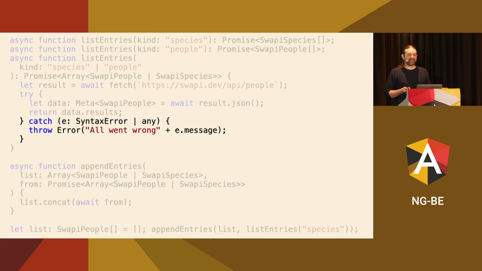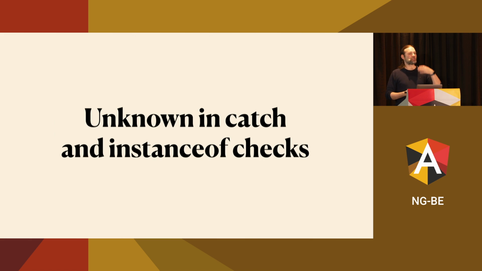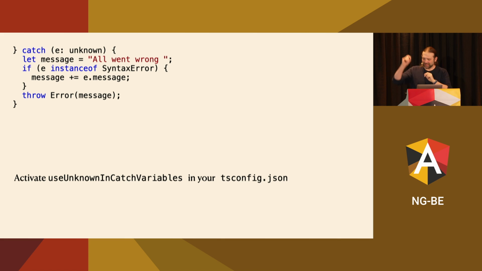There's another mitigation for that, the same one as before. Let's use unknown in a catch clause. This works with the same set of values, but cautious. We need to do something about it. And let's do instanceof checks to make sure that the error that we are catching is actually the syntax error that we were looking for. It looks like that, exactly.